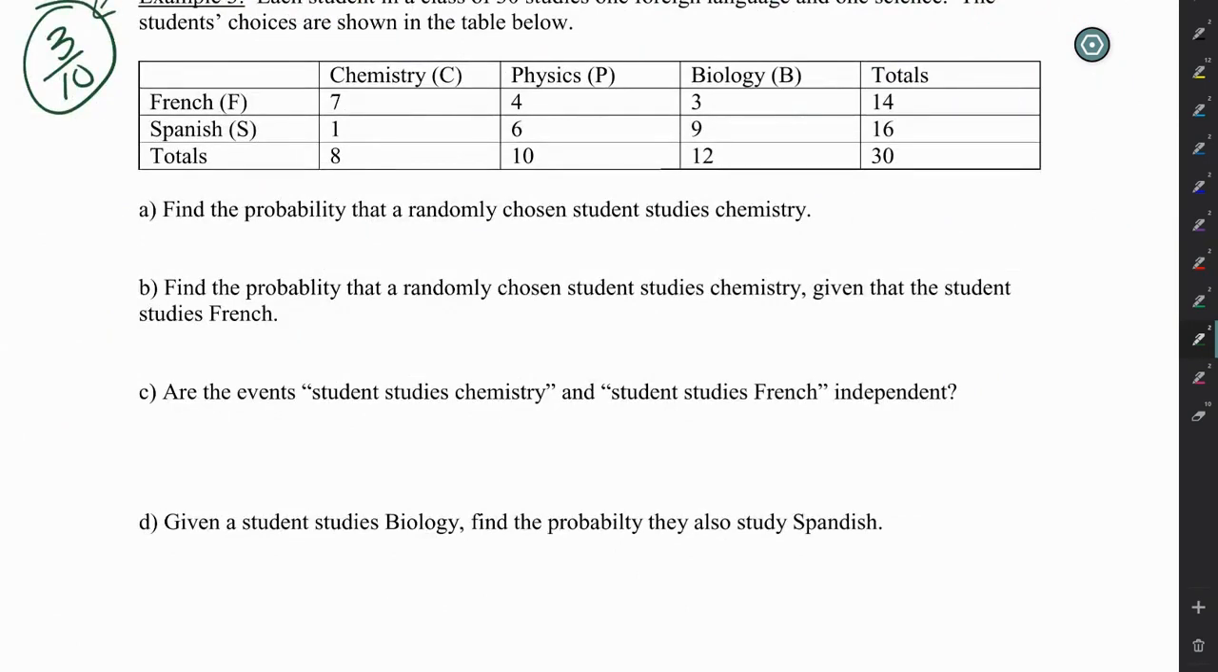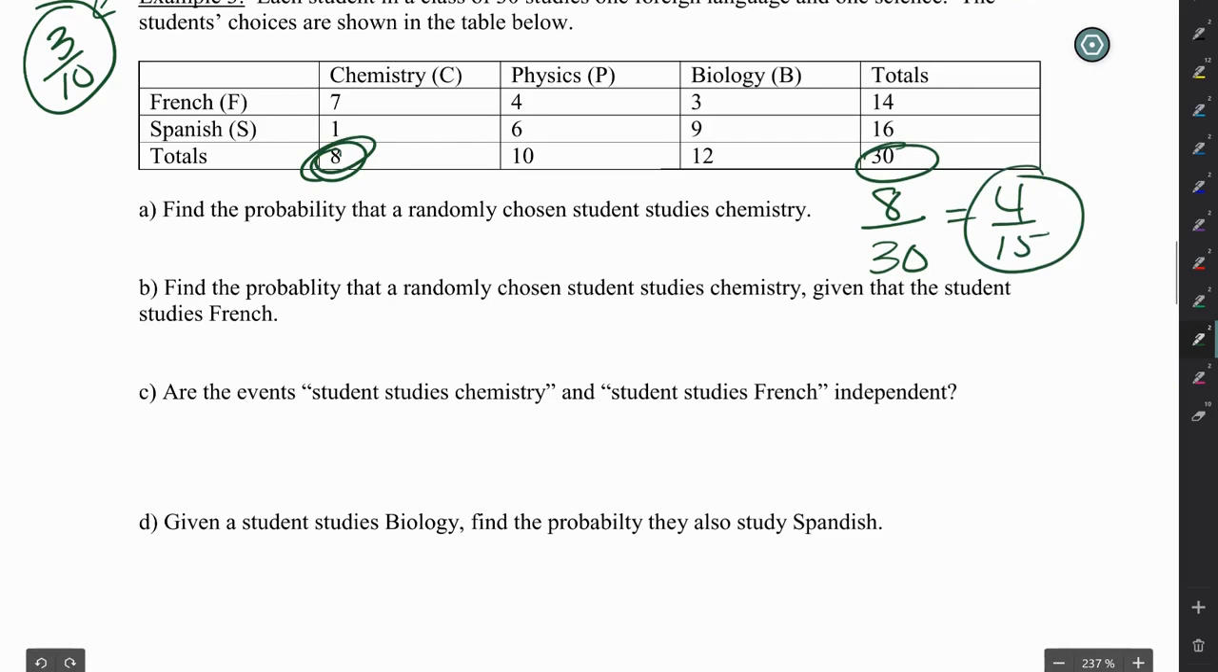Each student in a class of 30 studies one foreign language and one science. The students' choices are shown in the table below. So we have chemistry, physics, biology, and French and Spanish. Find the probability that a randomly chosen student studies chemistry. Well, if we look, the total number of students studying chemistry is 8 out of the total number of students, which is 30, which reduces to 4 out of 15.